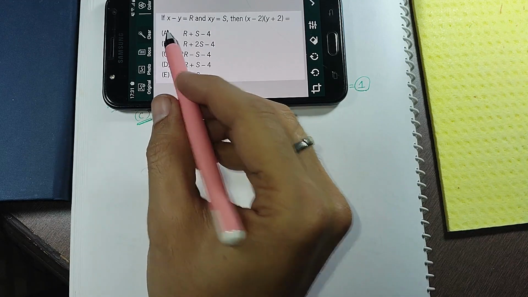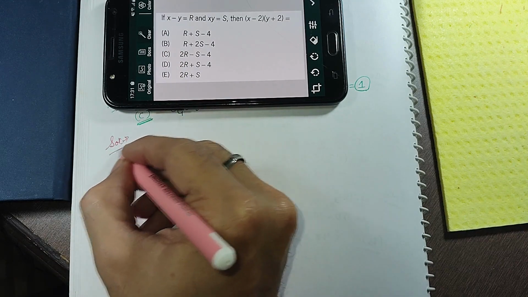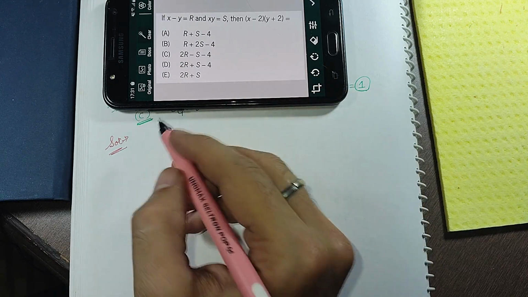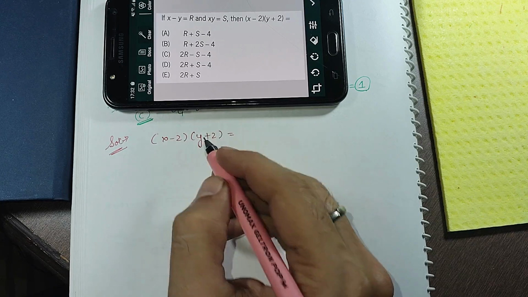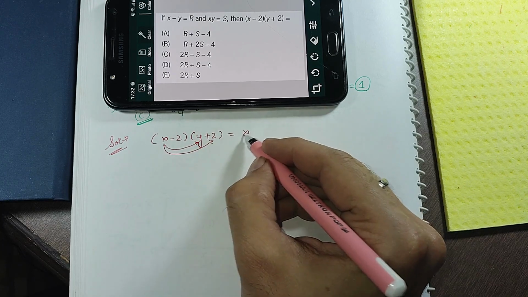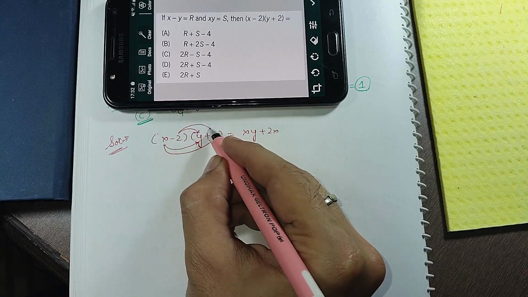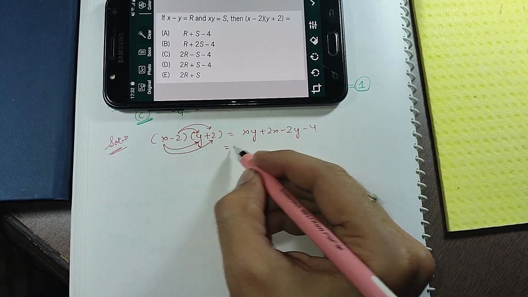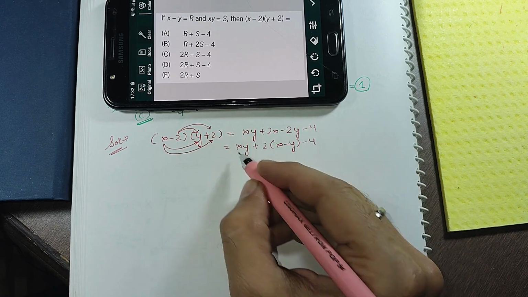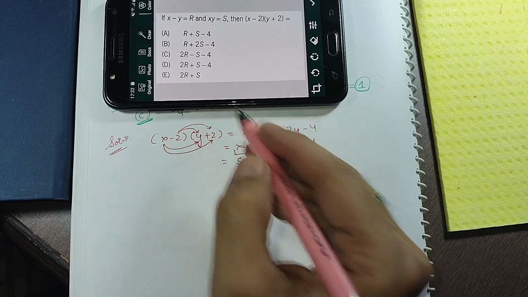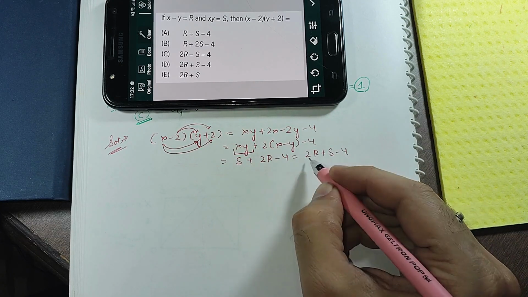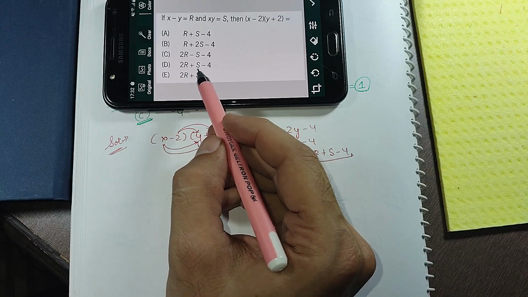Very easy question. If x minus y is equal to r and x multiplied by y is equal to s, then what is x minus 2 multiplied by y plus 2? See, x minus 2 into y plus 2. First we will multiply x with y and 2. So this will be xy plus 2x, then minus 2y minus 4. Now from 2x minus 2y, we can take 2 as common. So this will be xy plus 2 times x minus y minus 4. Now we know the value of xy is s, plus 2 times x minus y is r, minus 4. So this will be 2r plus s minus 4. Option D is the right answer.